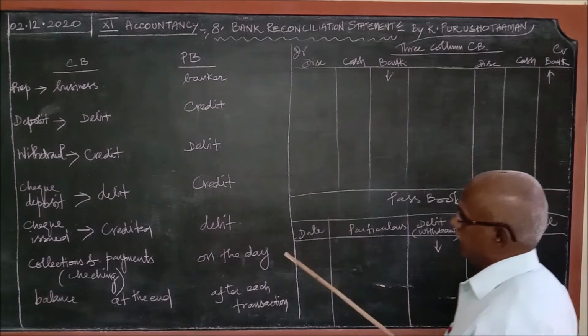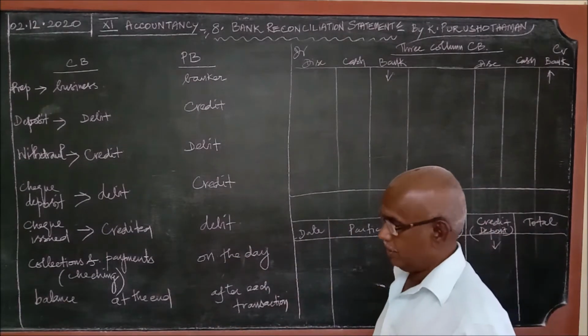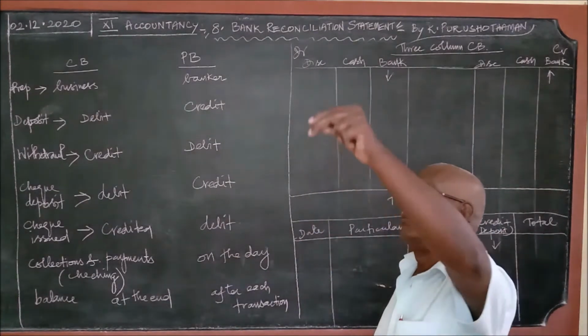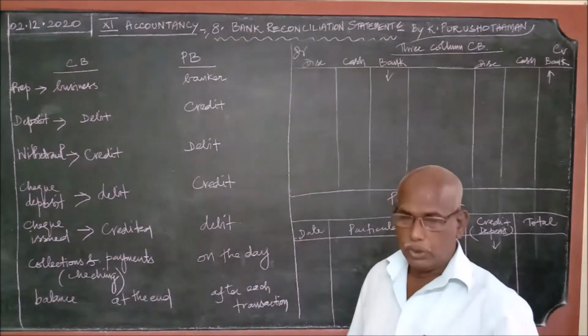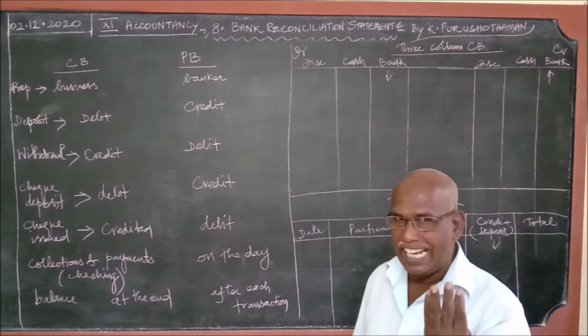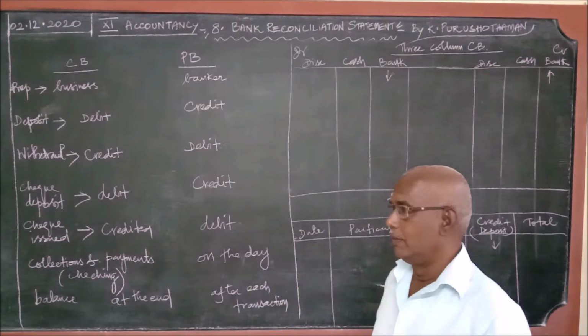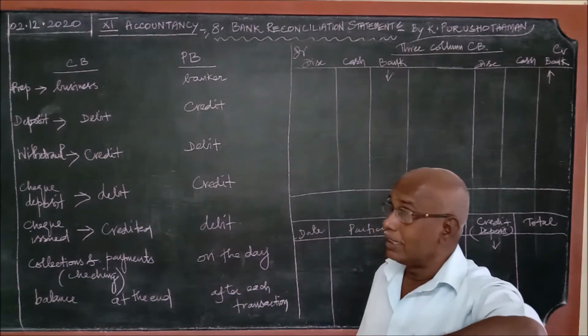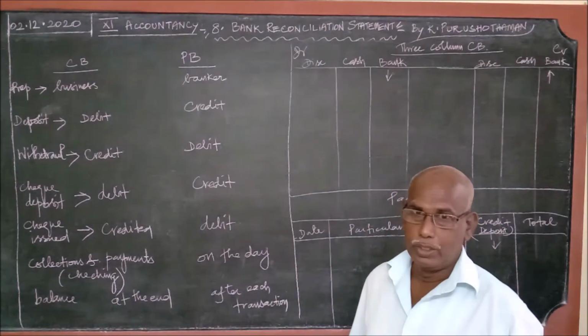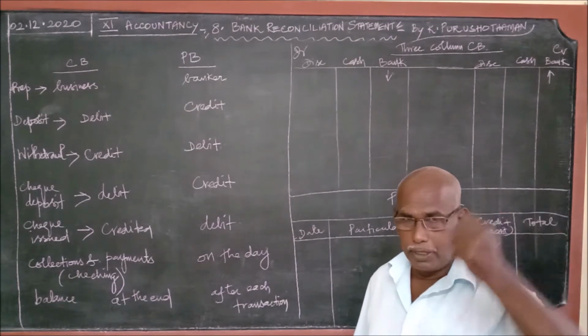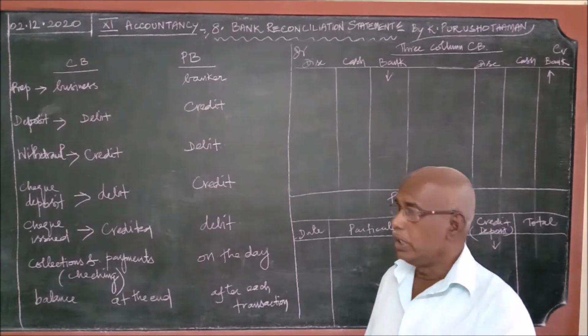Then the next point, collections and payments. You may give some directions to the bank. You may request the bank to collect the money on your behalf. You may request the bank to pay on your behalf.